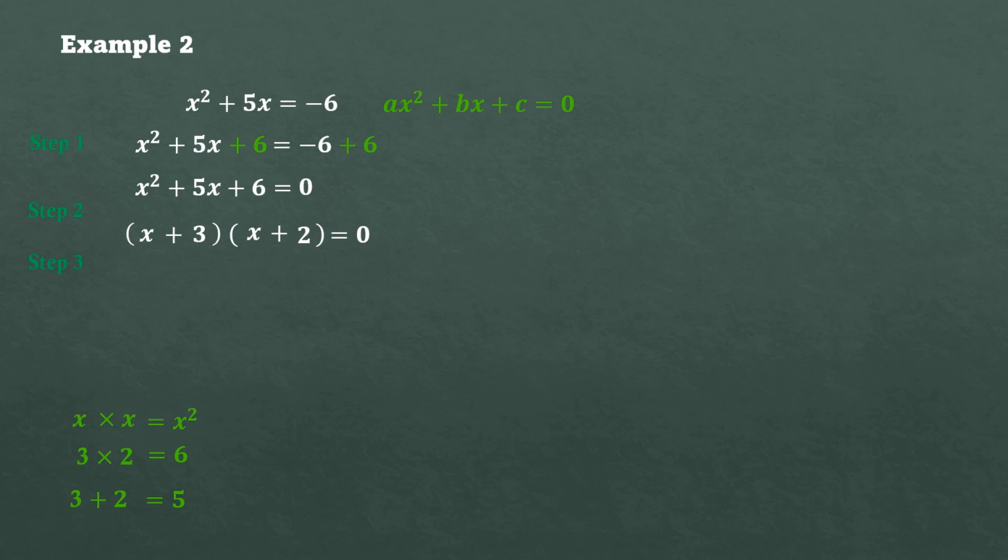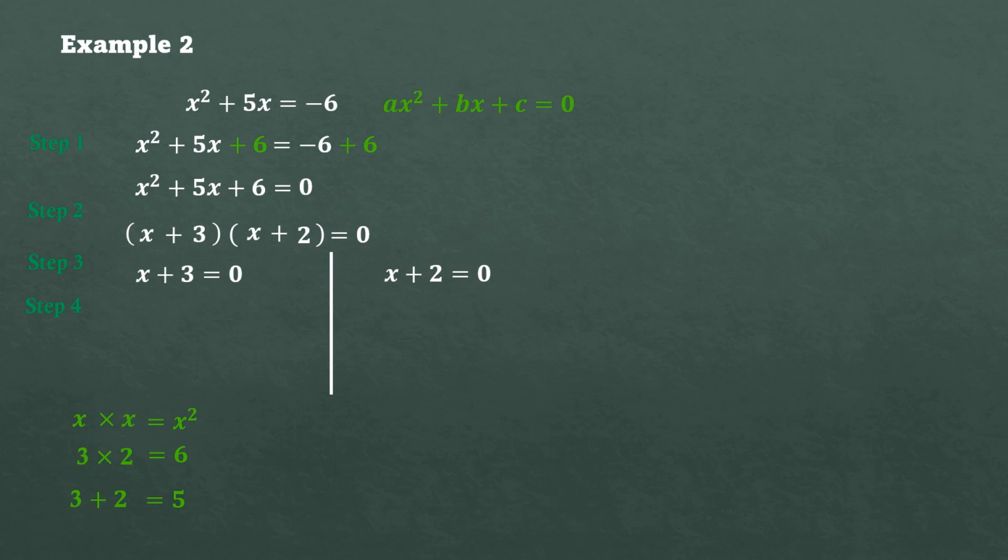Let us move now to step 3. Apply the zero product property. We will equate the factors to 0. So, we have x plus 3 is equal to 0, and x plus 2 is equal to 0. Let us move on to step number 4. Solve each resulting equation. So, we have x plus 3 is equal to 0.